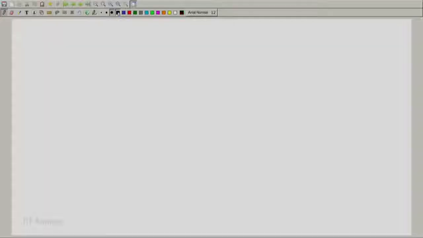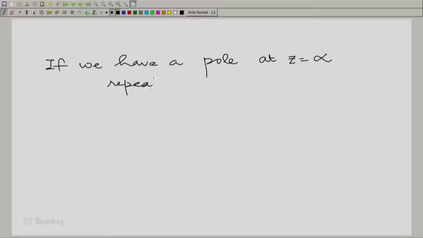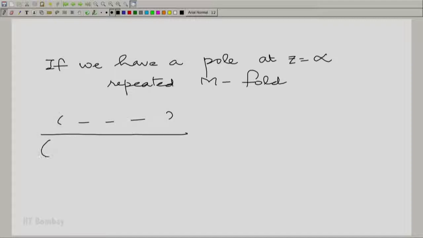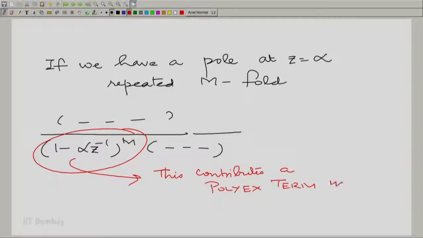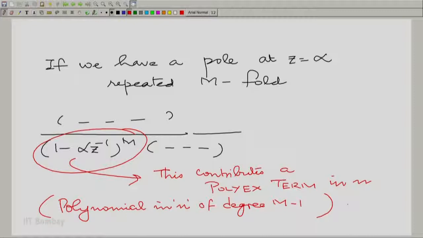So, what it means is that if I have a factor of, say, 1 minus alpha z inverse, let us write that down. If we have a pole at z equal to alpha repeated m fold, that means there are things in the numerator and there is a factor of 1 minus alpha z inverse to the power m in the denominator. Then what is the contribution of this pole in terms of the inverse z transform? Essentially this contributes a polynomial term like before, and this term is a function of n. It would look something like a polynomial in n of degree capital M minus 1 multiplied by alpha raised to the power of n.